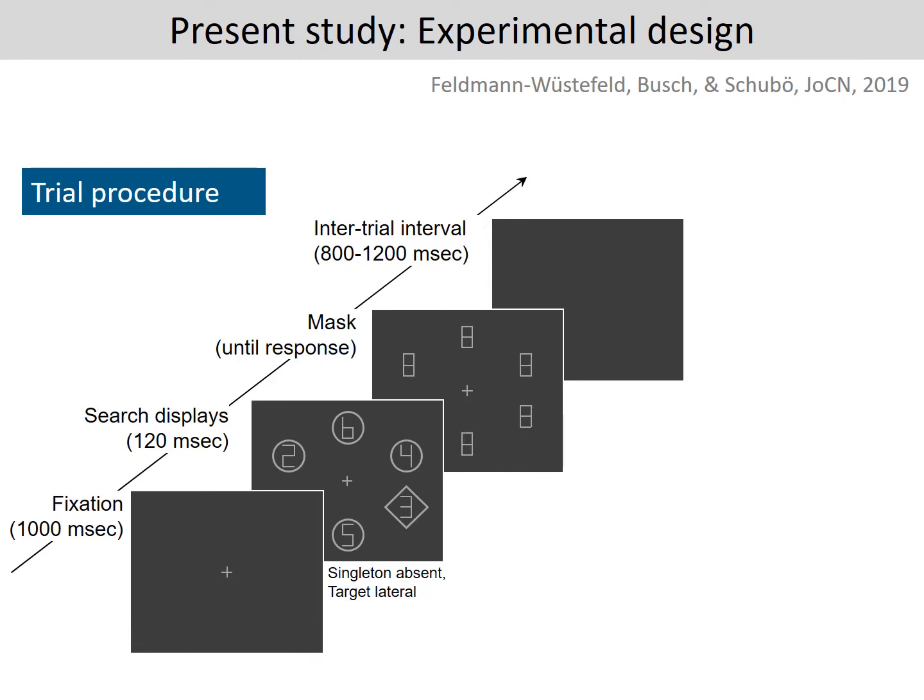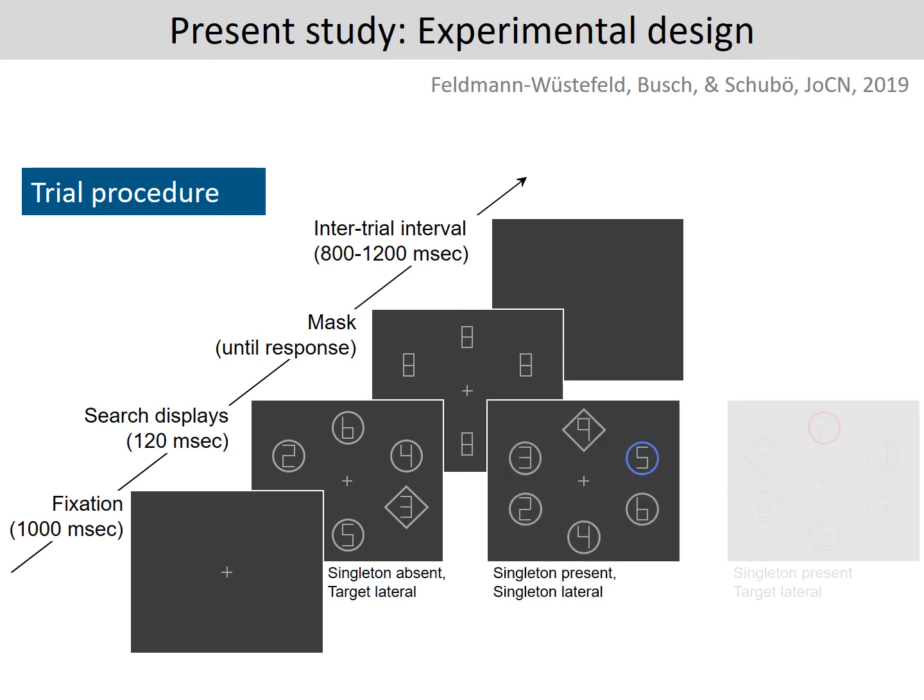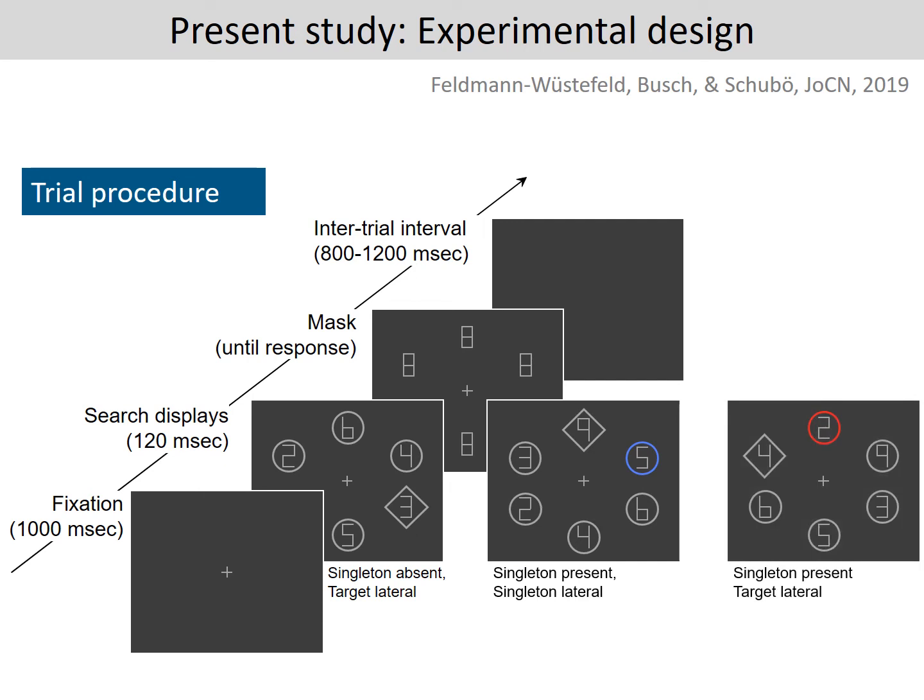Here you can see a trial procedure. The search displays were only shown for 120 milliseconds and then subsequently masked. Singletons were presented in 50% of the trials and could be red, blue, or green. We used singleton lateral trials to measure the PD and target lateral trials to measure the N2PC.